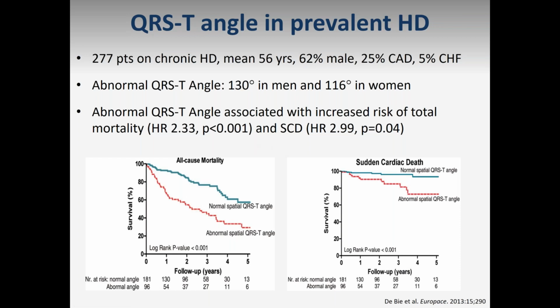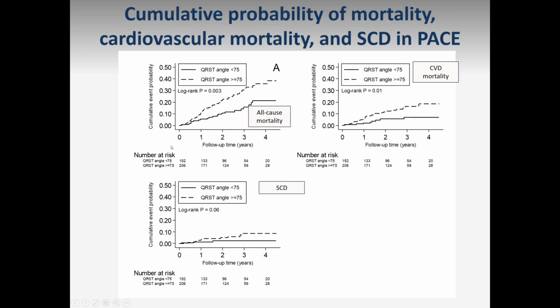This was a prevalent dialysis population who survived the first few years on dialysis. Remember, the mortality rates are highest within the first 2 years. What we found was very similar: we also found that there was a risk when the angle was less than 75 degrees compared to those that were greater than 75. In fact, there was a high risk of all-cause mortality, a high risk of cardiovascular mortality, be it related to heart failure or atherosclerosis, but specifically for sudden cardiac death, there also was a difference.